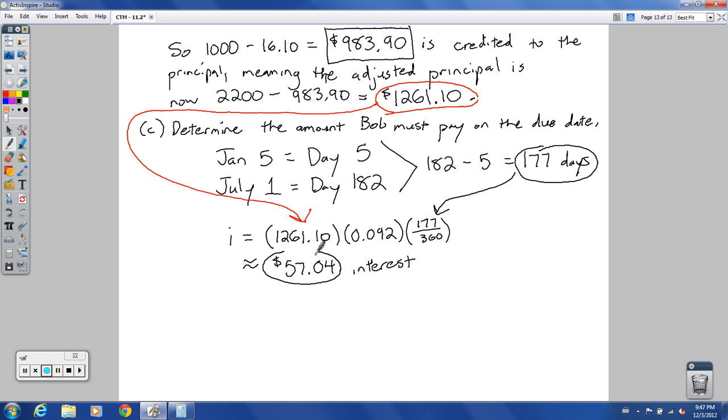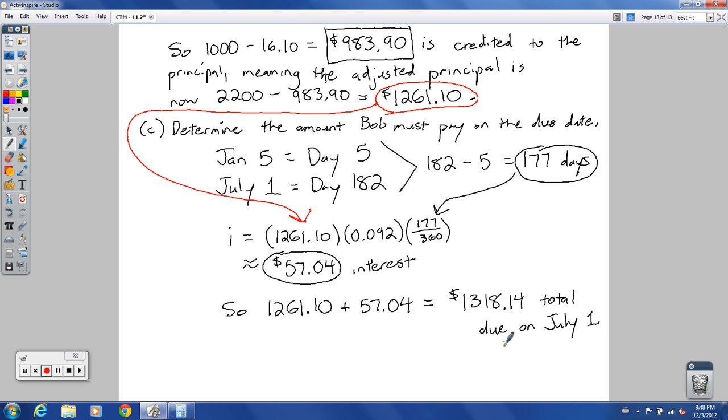So not quite my final answer there. This is interest on top of the extra principal that he still has to pay, the adjusted principal. So finally we have our final answer here. We have $1,261.10 plus the $57.04 in interest that he paid is going to equal $1,318.14 total that's due on July 1st, which is the due date.